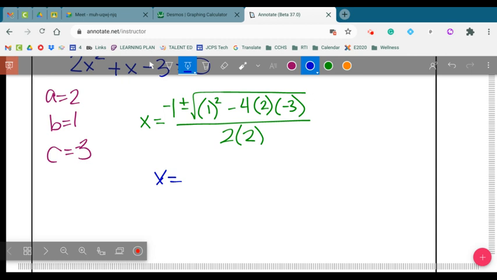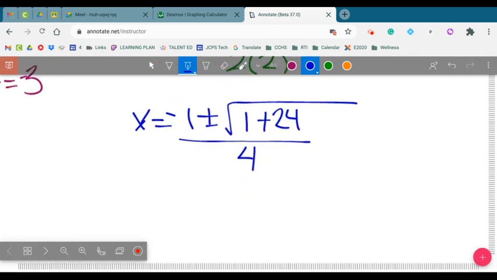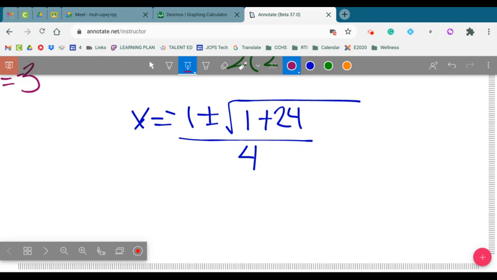So x equals negative 1 plus or minus the square root of 1 squared, which is 1. Negative 4 times 2 is negative 8. Negative 8 times negative 3 is 24. And then 2 times 2 is 4. We're then going to continue simplifying under my radical. We get the square root of 25 divided by 4.